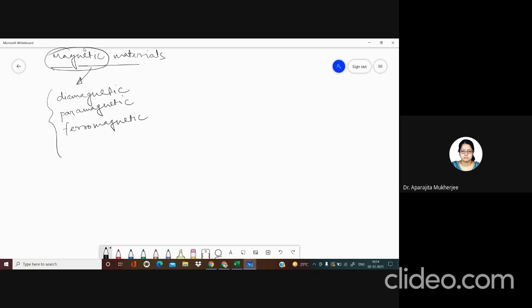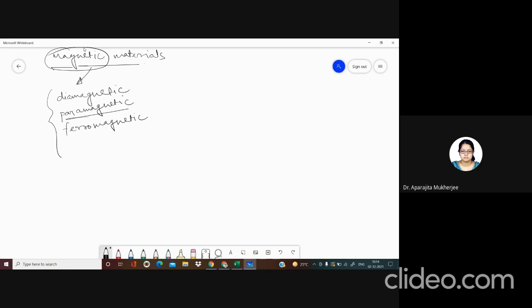According to these three, if we first consider paramagnetic materials, they are not strongly attracted by a magnet. That means aluminum, platinum, magnesium, manganese. These types of materials are called paramagnetic materials. Why? Because their permeability is small but positive. I think all of you have heard the term permeability, and you have an idea about it.